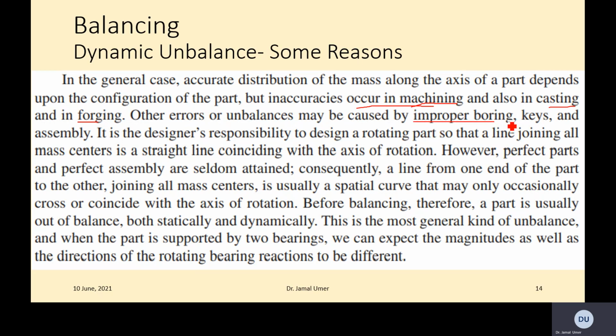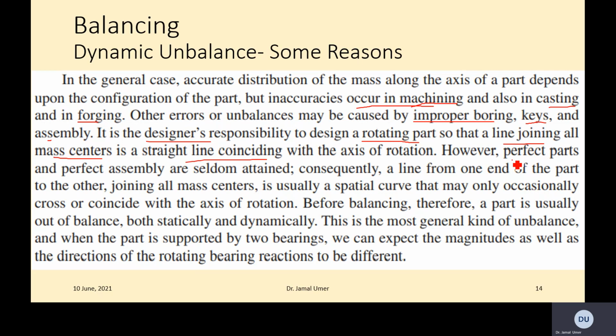So you make a drill, or you have keyways in a shaft to attach other parts, and assembly. It is the designer's responsibility to design a rotating part so that a line joining all mass centers is a straight line coinciding with the axis of rotation. So design the rotating parts in such a way that the line joining all the mass centers is a straight line. If they are not in a straight line, of course they cause an unbalance.